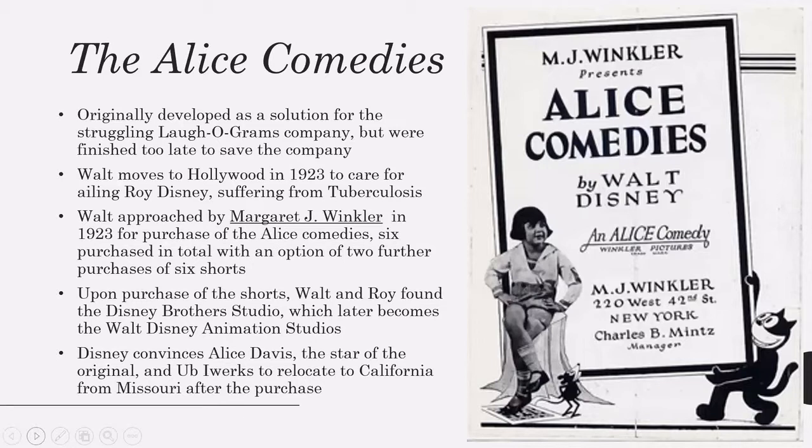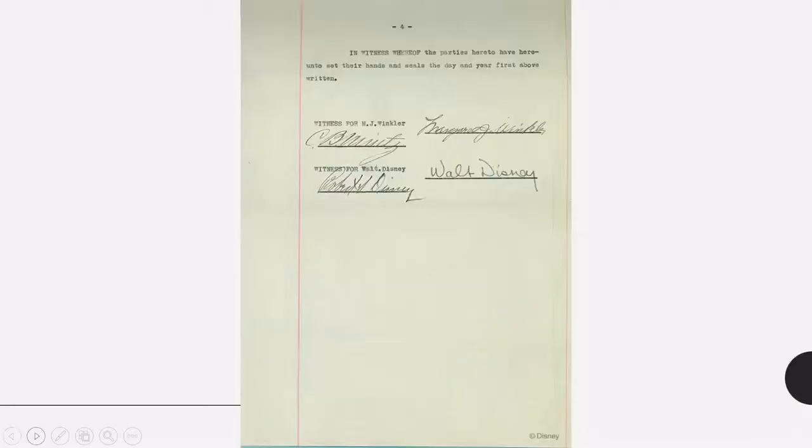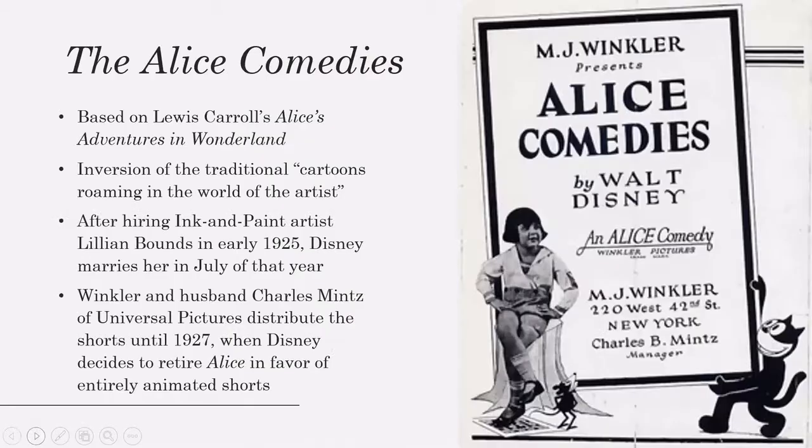You guys watched the very first one. And when it's released, it's a huge success. So he and his brother Roy are able to found the Disney Brothers Studio, which later becomes the Walt Disney Animation Studios. And they convinced this little girl named Alice Davis and her family to relocate to California so that they can make more of these comedies. This is a copy of the original contract signed by Walt and Margaret Winkler.